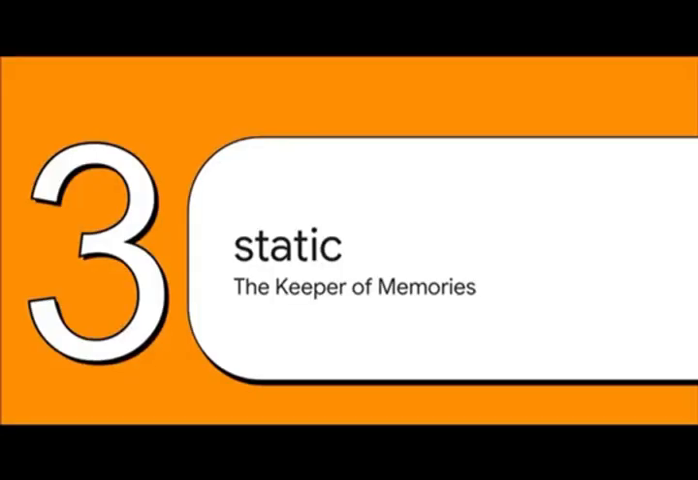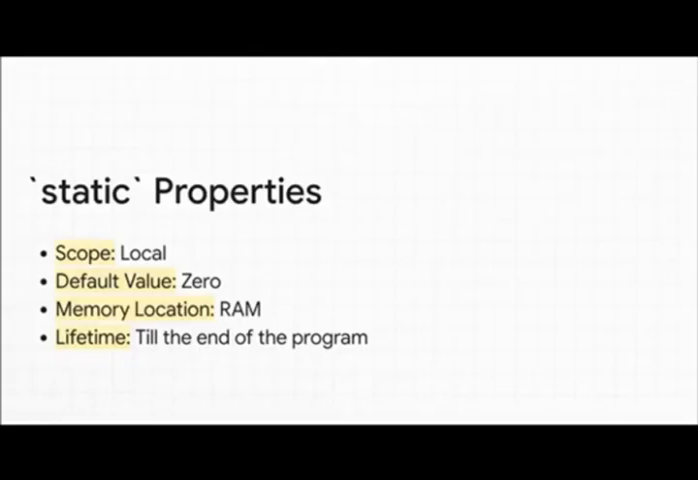All right, next up we have a personality with a really cool superpower, memory. Let's meet Static, the keeper of memories. Okay, take a look at this profile. Just like Auto, its scope is local. It's stuck inside its function. But notice these two huge differences. Its default value is 0, not some random garbage, and its lifetime, it lasts until the entire program ends. It holds on to its value even after its function is finished running.